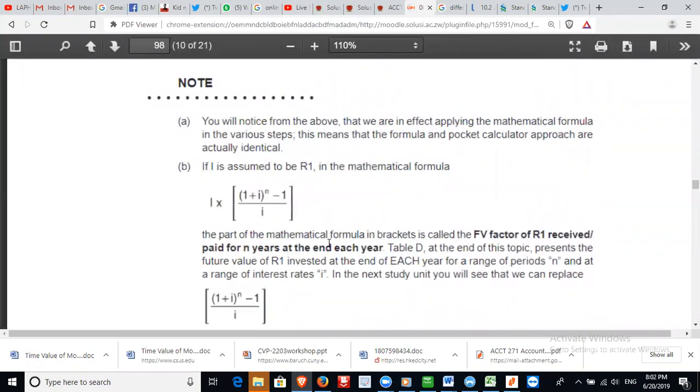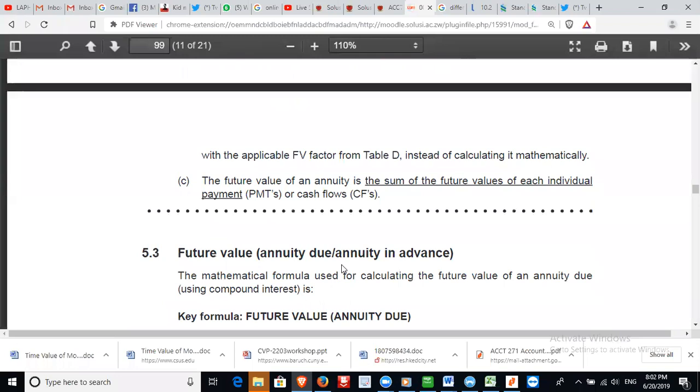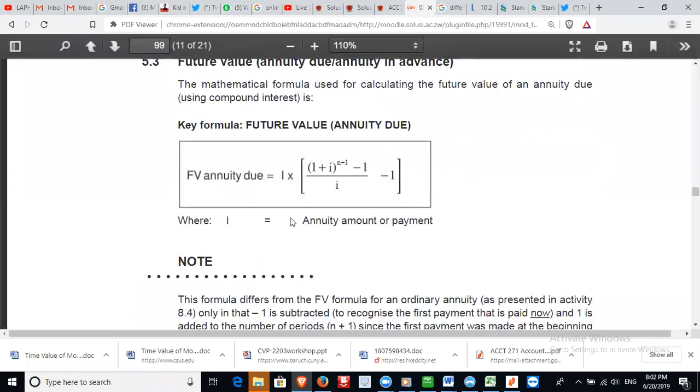Yes, sir. Formulas will not be provided. Take note that they won't be provided, so you need to know them by heart, right?